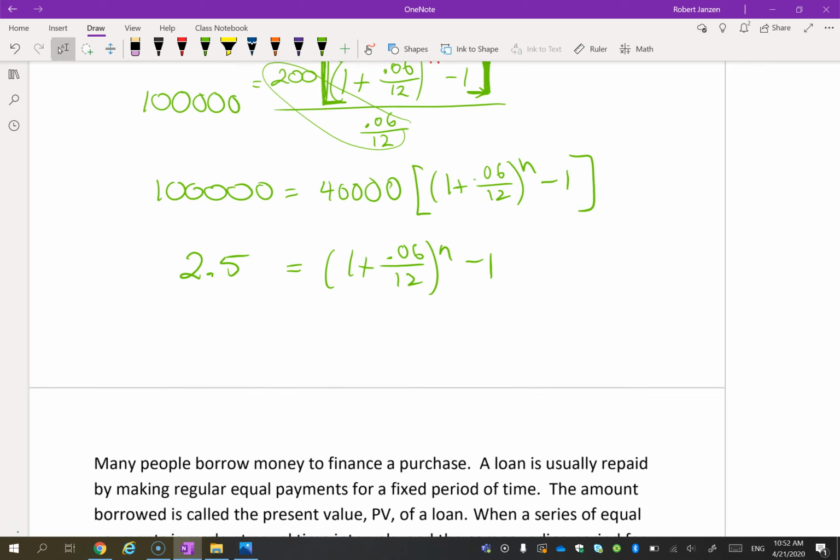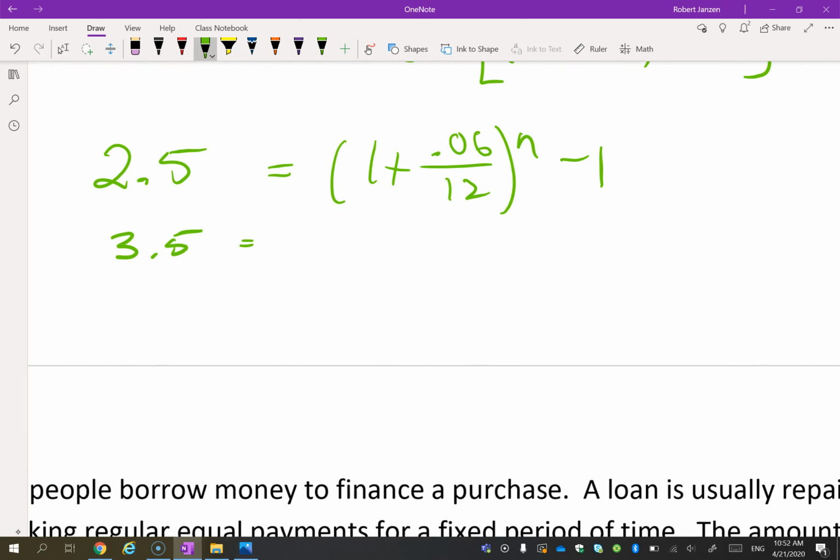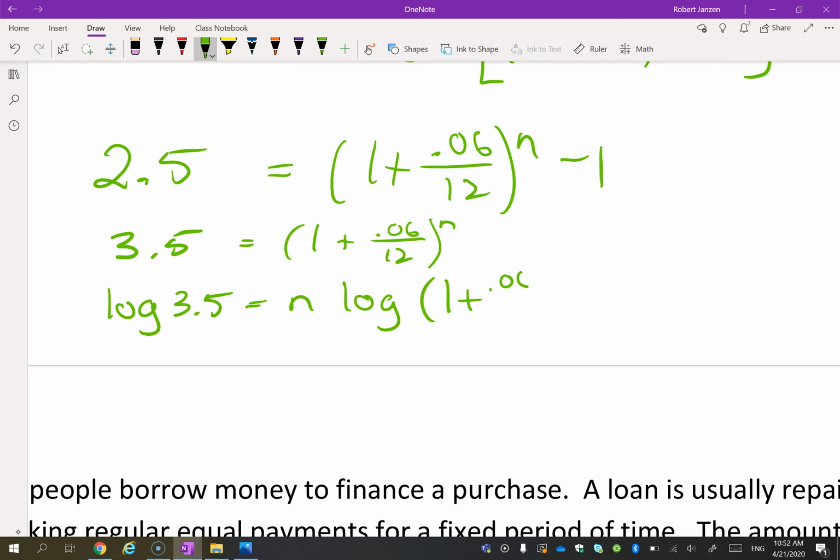Again, I want to peel away the layers to get N by itself, so I'm going to add 1 to both sides. Okay, so I get 3.5 is 1 plus 0.06 to the power N. Now I need to take the log of both sides, because I need to get that variable in the coefficient. That's the way I can solve exponential equations.